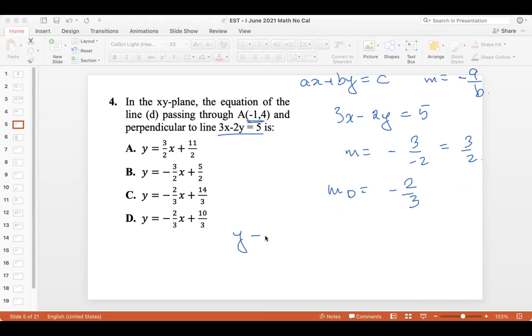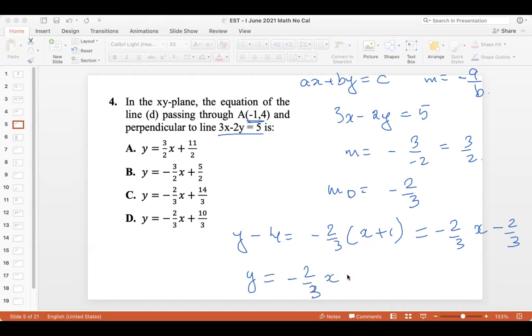y minus y1, which is 4, is m times x minus x1, which is -1. So x plus 1. So that becomes minus 2 by 3x minus 2 by 3. So y is minus 2 by 3x minus 2 by 3 plus 4. So that's minus 2 by 3x, 4 into 3, 12 minus 2, 10. So plus 10 by 3. So y is minus 2 by 3x plus 10 by 3, option D.